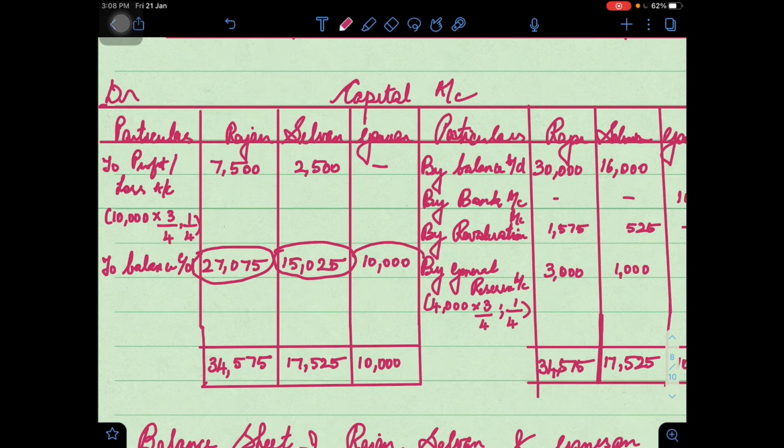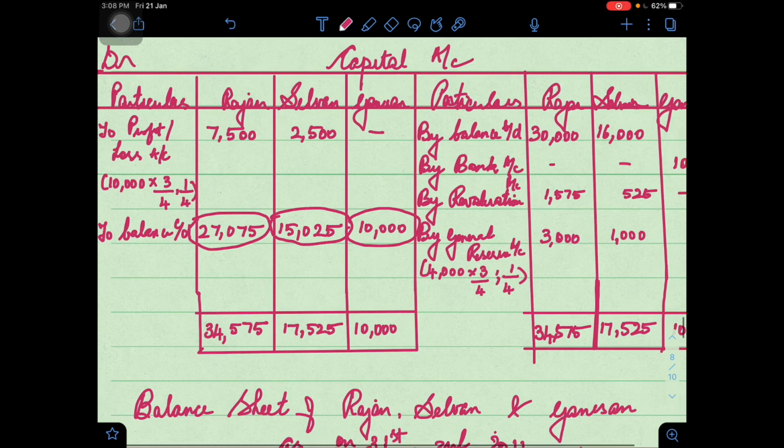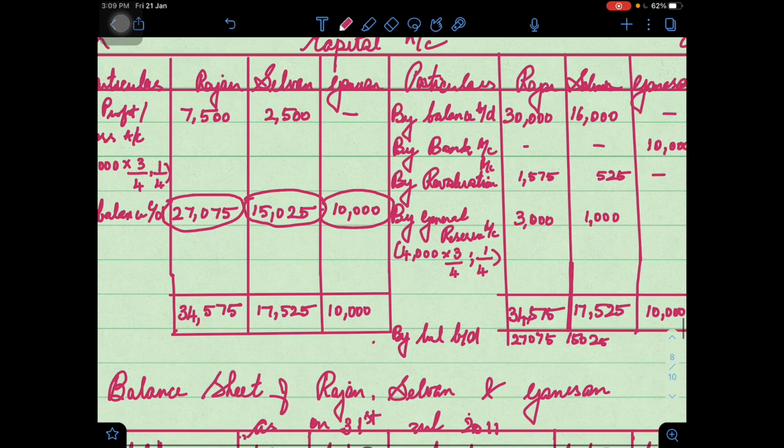Let us not forget to also record the opening balance. So we just say by balance brought down. So here 27,075, 15,025, and then it comes to 10,000.